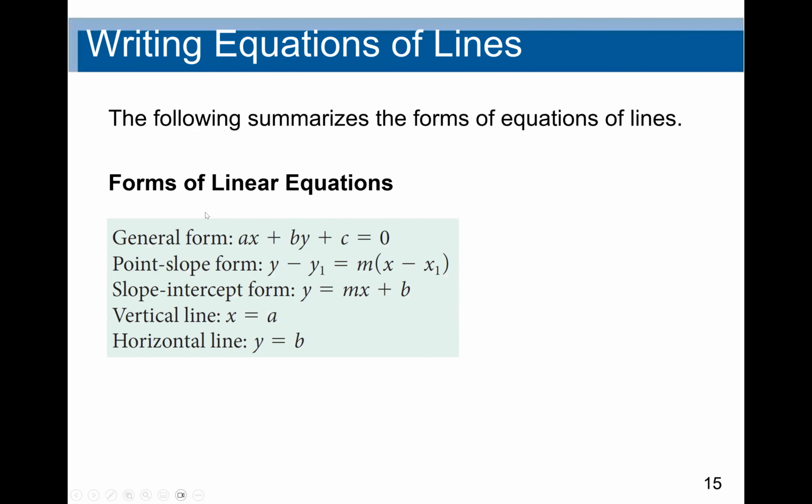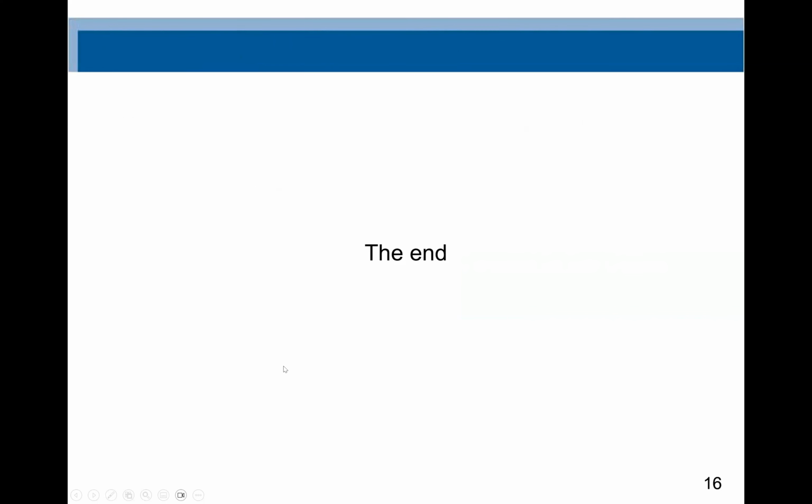Now, with the linear equation, we have five different forms here. So the general form is always ax plus by plus c equals 0. And we saw the point slope form. We normally use it to find an equation of a line, which would be y minus y1 equals m times x minus x1. Now the slope intercept form, y equals mx plus b. And when we have a vertical line, x equals a. When we have a horizontal line, y equals b. So that will be the conclusion of these lectures.